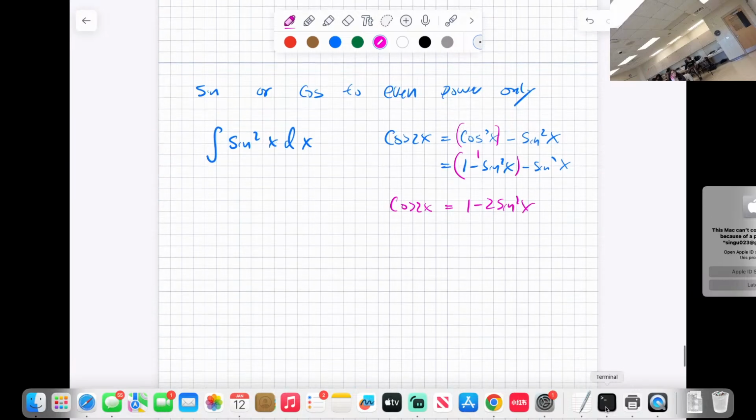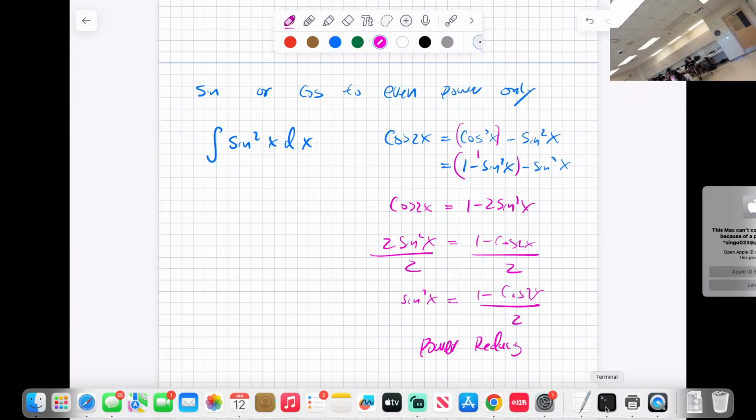So cosine of 2x equals 1 minus 2 sine squared of x. But I can also solve for sine squared of x, so I move it to the other side: 2 sine squared of x equals 1 minus cosine of 2x. If I divide by 2, sine squared of x equals (1 minus cosine of 2x) over 2. So when the sine is to an even power, you have to use a power reducing formula. This is called a power reducing formula.